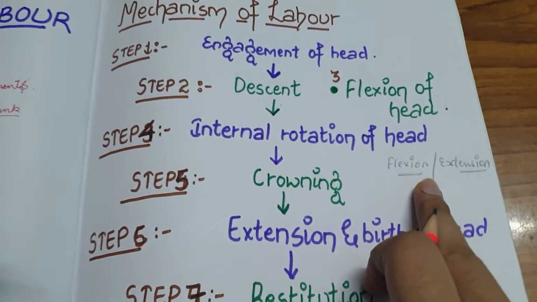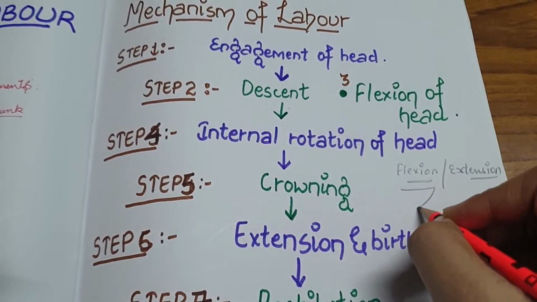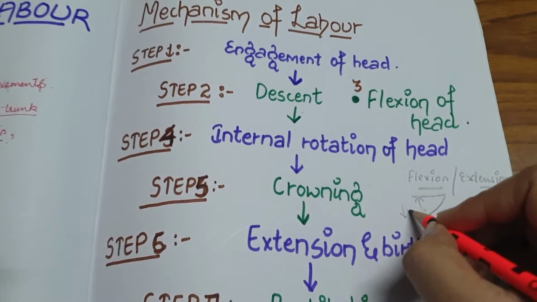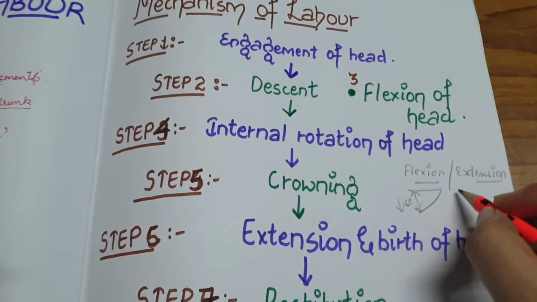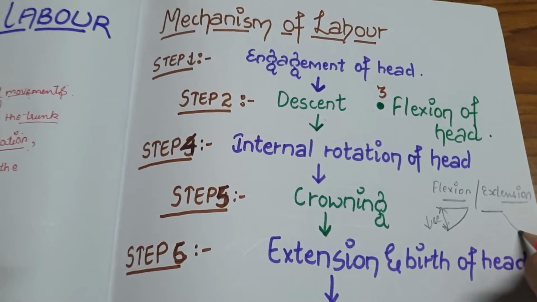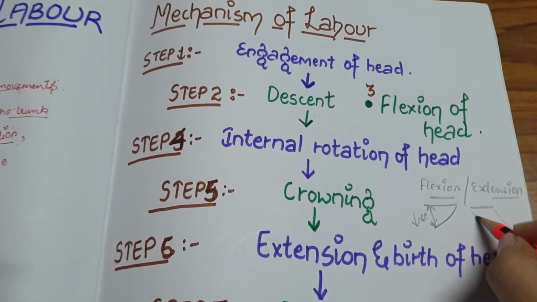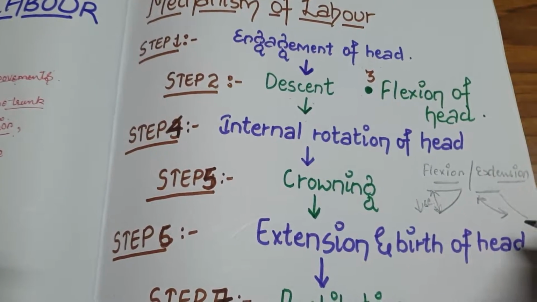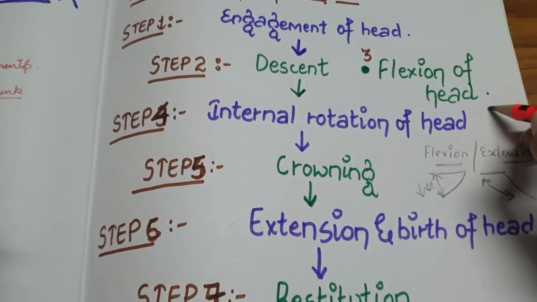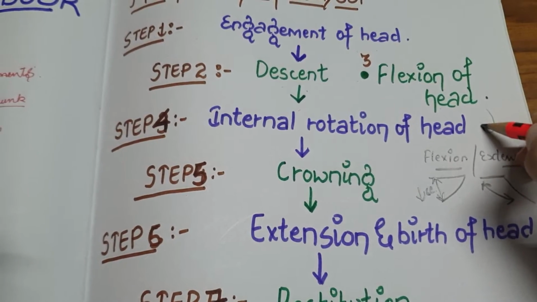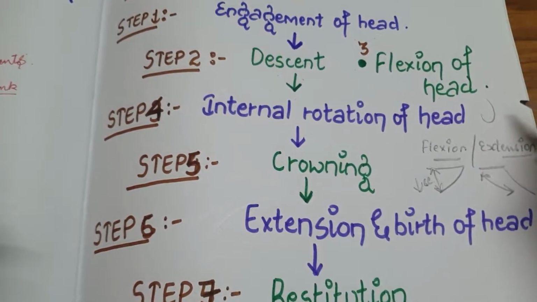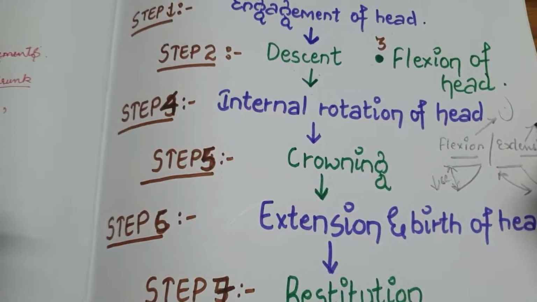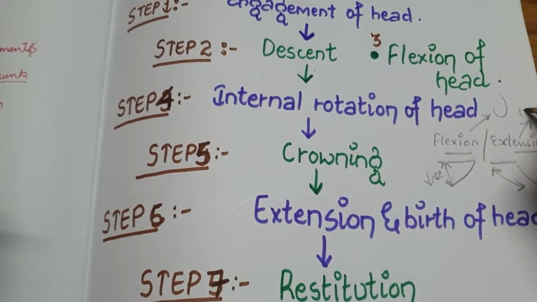Flexion means decreasing the angle between two parts, while in case of extension there is an increase in the angle between the two parts. Like in the case of the fetus, when there is flexion, the head is like this. But in the case of extension, like in the face presentation, the example of flexion is vertex presentation and the example of extension is face presentation.